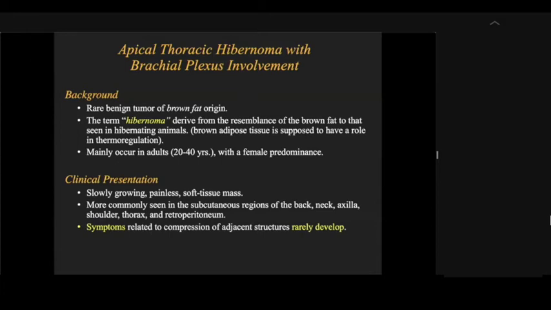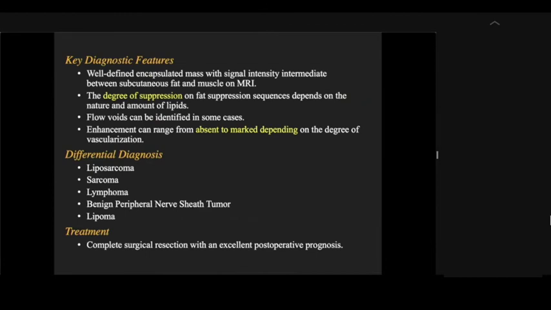These tumors mainly occur in adults with a female predominance. These are slowly growing, painless soft tissue masses which can be seen in different regions of the body. The key diagnostic features include a well-defined encapsulated mass with signal intensity that ranges between subcutaneous fat and muscle. The degree of suppression on fat suppression sequences depends on the nature and amount of lipids, and also the degree of vascularization will determine the degree of enhancement from absent to marked enhancement.